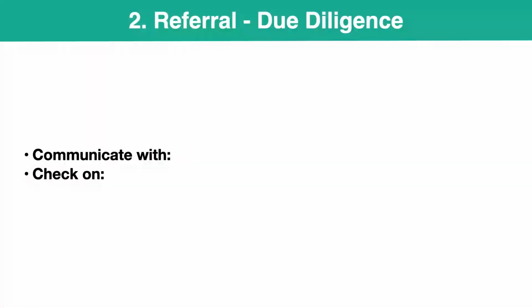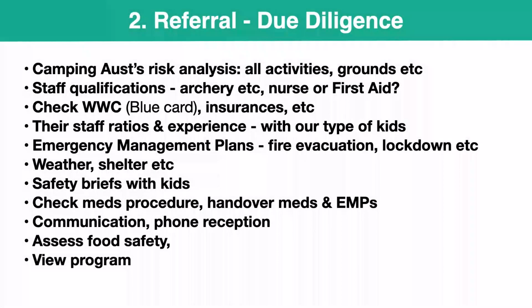Now let's think about the second part, where you're referring your students or handing them over to this other organisation called Camping Australia, and they're going to be doing some high-risk activities with your students. You're not staying on, you're not one of the supervisors, you're leaving the students there. So this is where you need to do your due diligence and ensure that everything possible has been checked to ensure that they are going to be safe. So you need to communicate with the organisation, you need to check on certain things. What would you be checking on?